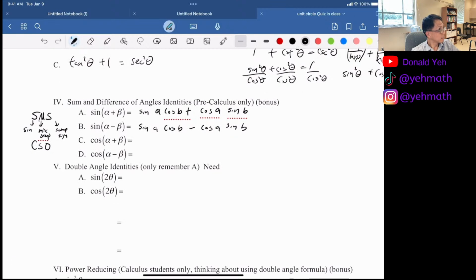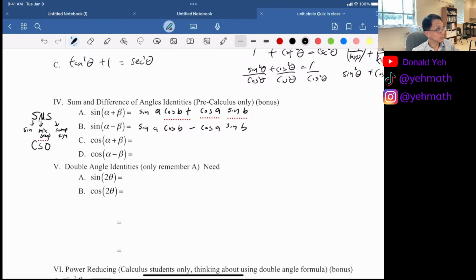Am I going too fast? Can you re-explain that? SMS: S stands for sine, M stands for mixed group, where you mix sine and cosine together. So you start with sine, cosine, cosine, sine, and just put A, B in there. And the last S stands for same sign. So same sign is A plus B, so it's going to be plus there.